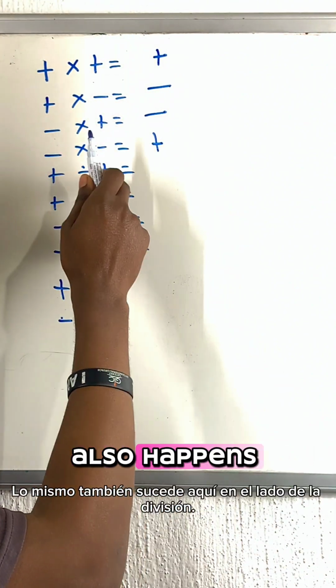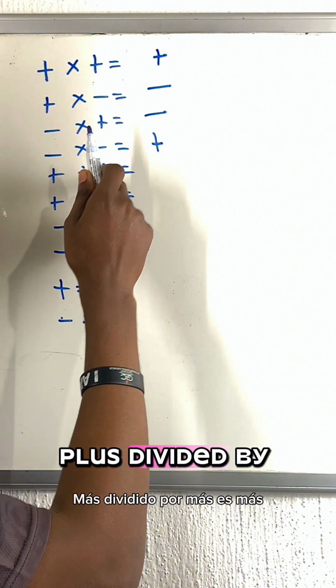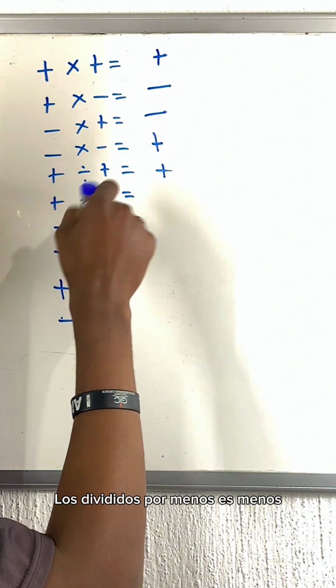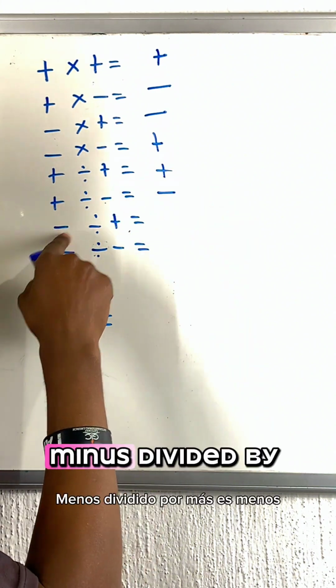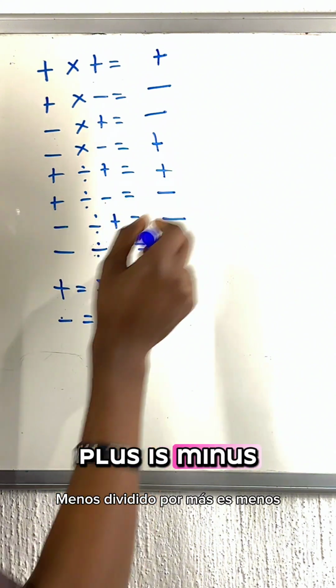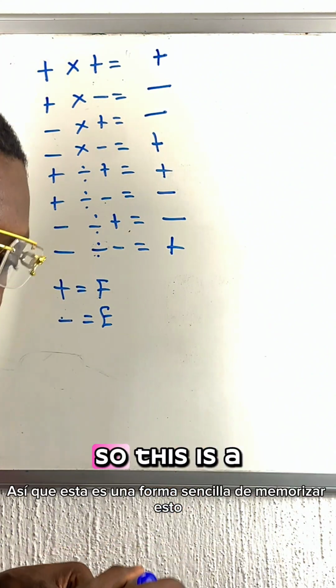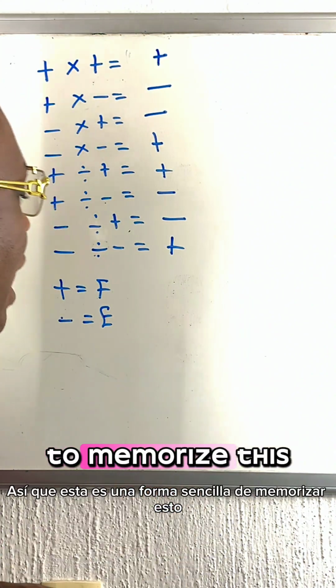The same thing also happens here on the division side. Plus divided by plus is plus. Friend of my friend is my friend. Plus divided by minus is minus. Minus divided by plus is minus. And minus divided by minus is plus. So this is a simple way to memorize this.